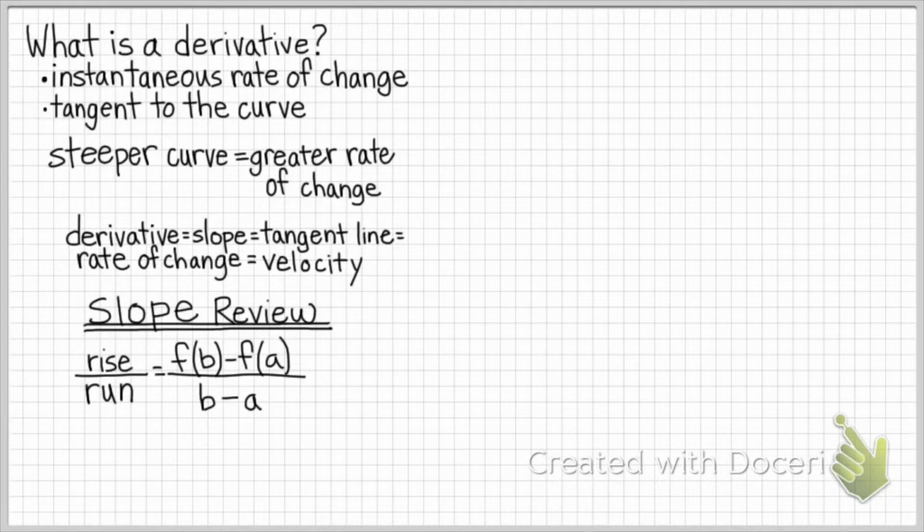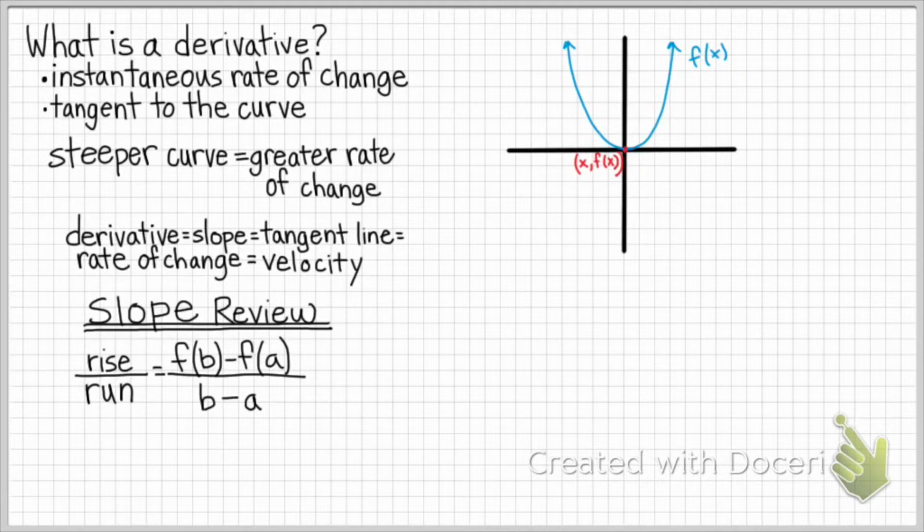f(b) being a y value, f(a) also being a y value, b and a are x values. So let's go ahead and draw this graph, and you'll notice the blue curve is very similar to x squared. The point that we're going to choose sort of randomly is (x, f(x)). So any x value, any y value, it just so happens that ours is at (0, 0). It's just for easy explaining.